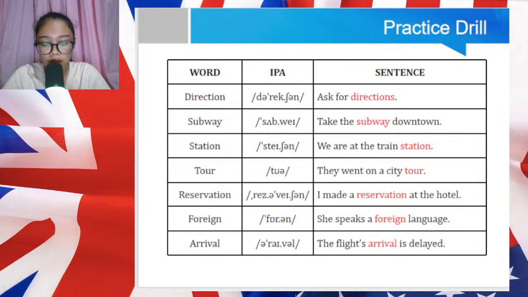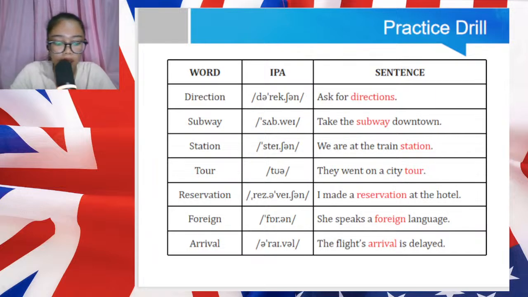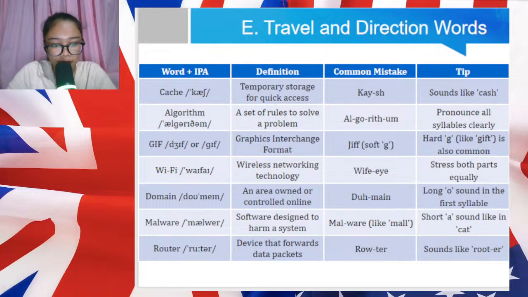Reservation. I made a reservation at the hotel. Foreign. She speaks a foreign language. Arrival. The flight's arrival is delayed. All right. One more time. Direction. Subway. Station. Tour. Reservation. Foreign. Arrival. All right. Okay.